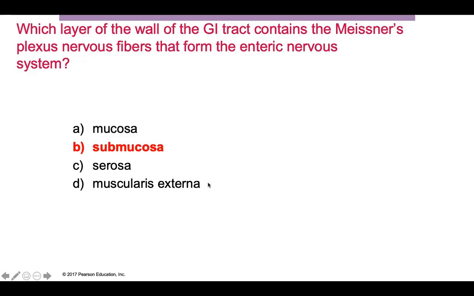Okay. The other division of the enteric nervous system is going to be the muscularis externa that has the Auerbach's plexus or the myenteric plexus.